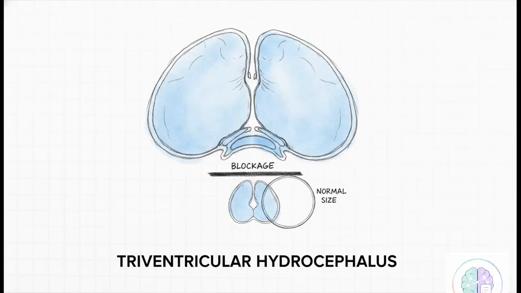Because the fluid is produced upstream of the blockage, the pressure just builds and builds, and it balloons out the cavities above it. This results in what we call triventricular hydrocephalus, meaning the two lateral ventricles and the third ventricle become, well, massive. But, and here's the kicker, if you look downstream, below the blockage, the fourth ventricle remains completely normal in size. It is an absolute hallmark of this condition.